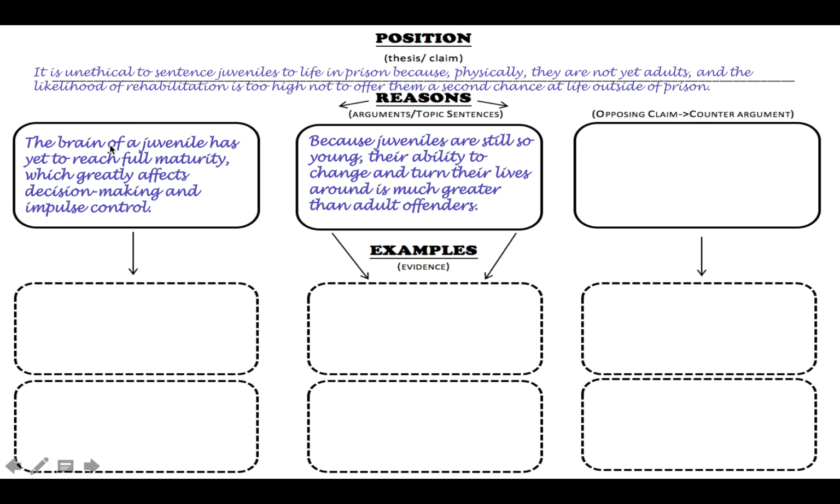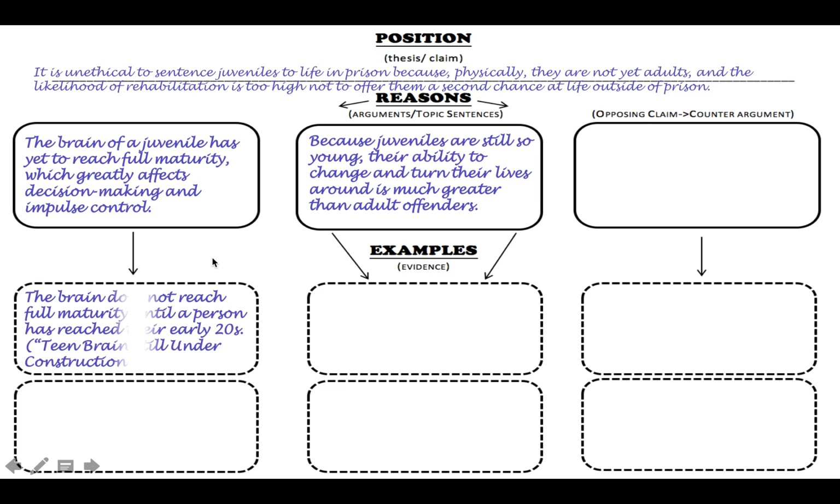Now that we have these two subtopics and two arguments, our next job is to find evidence that is going to prove what this is saying. I already talked about a couple of sources in the evidence-based argument, but I'm going to pull some out that you might not have seen before. So the first piece of evidence is from The Teen Brain Still Under Construction, and it talks about how the brain does not reach full maturity until a person has reached their early 20s.